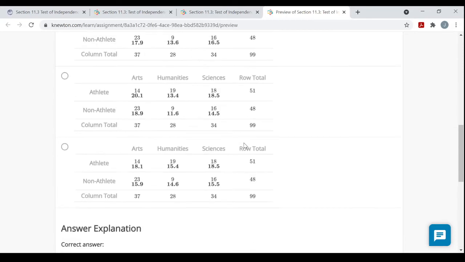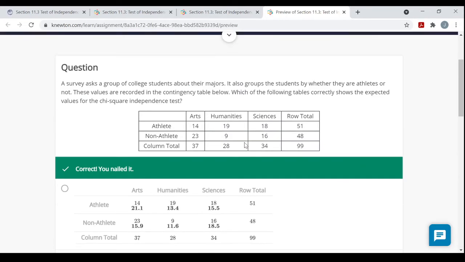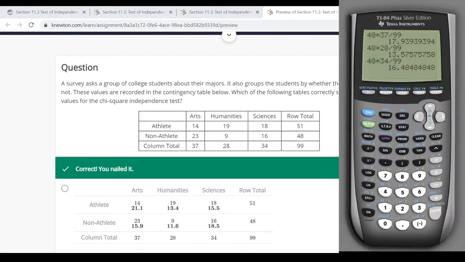Now let me show you another way you could have found this on your calculator. So again, I'll pull the calculator up. Now, this contingency table has 2 rows, 3 columns. Again, you're ignoring the row totals and column totals. The actual observed data is the athlete row for arts, humanities, and sciences, and the non-athlete row for arts, humanities, and sciences. This 2 row, 3 column table.